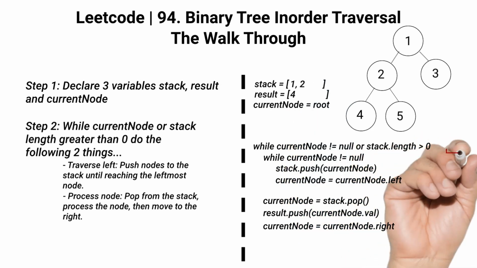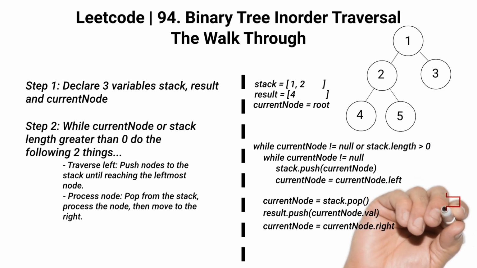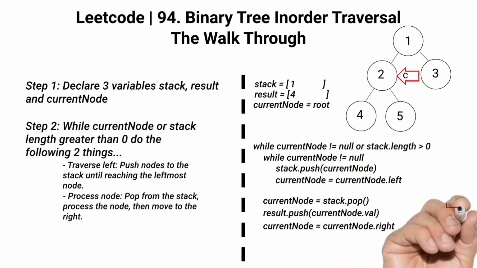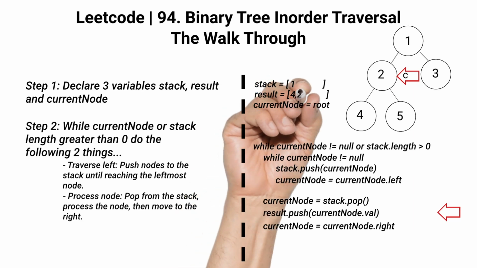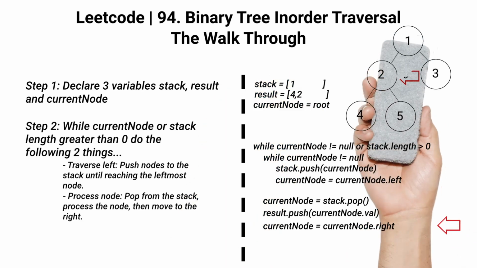And back up here, we skip the while loop because it is null. We then pop from the stack. So we've now got the 2 node, which we popped from the stack. We then push the value 2 into the result. And we update the current node equal to 2 on the right, which goes to the 5.